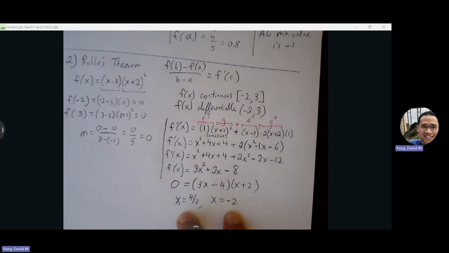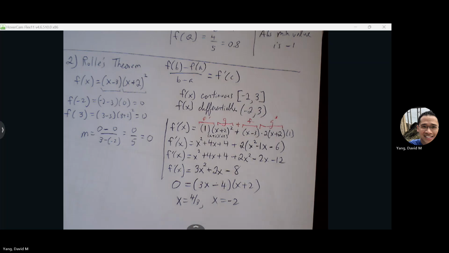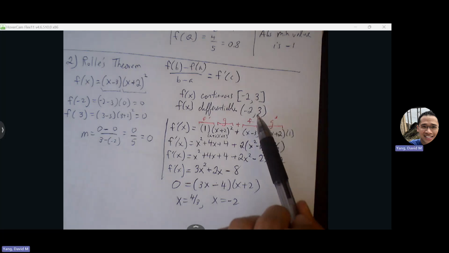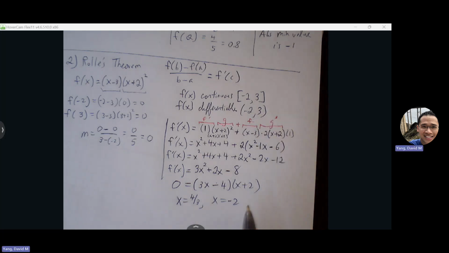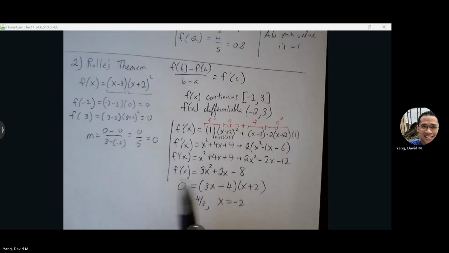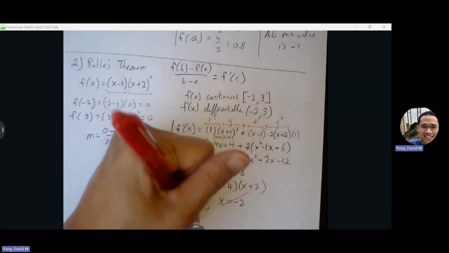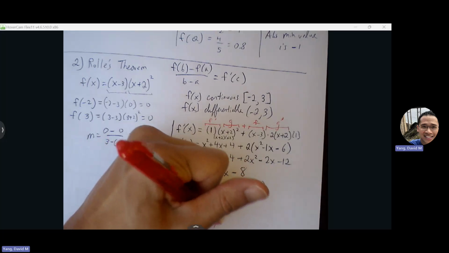Okay, so we have our potential c values. Are both of these valid? Where do our c values have to live? In between. Okay, so in between the intervals. So which one do we have to eliminate? -2, yeah. So our c value endpoint is not close enough. It has to be inside the interval. So our c value is just 4/3.